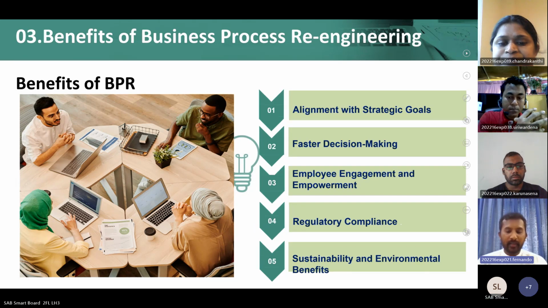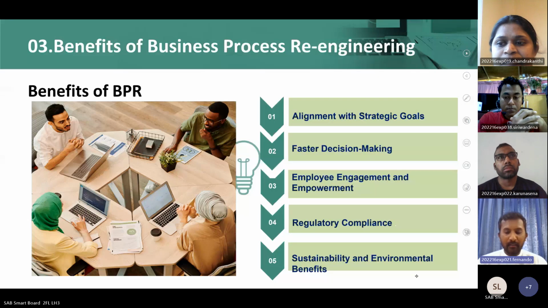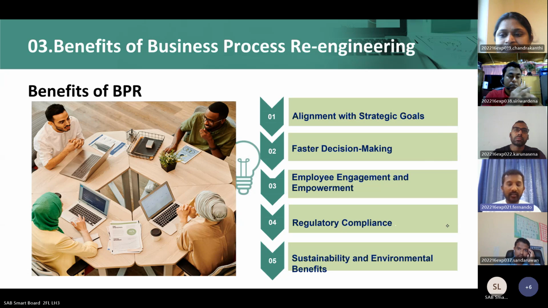My third point is employee engagement and empowerment. When employees contribute to the re-engineering process, they become more accountable, creative, and motivated as they see their ideas and feedback incorporated into the processes. Number four, regulatory compliance. BPR can help minimize the risk of costly violations and legal troubles.